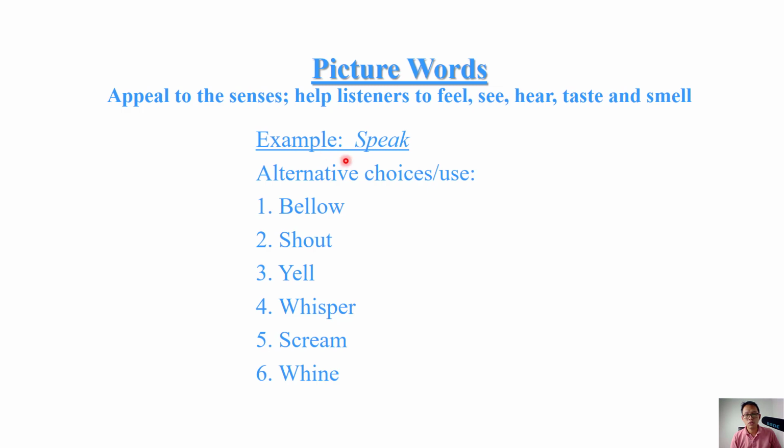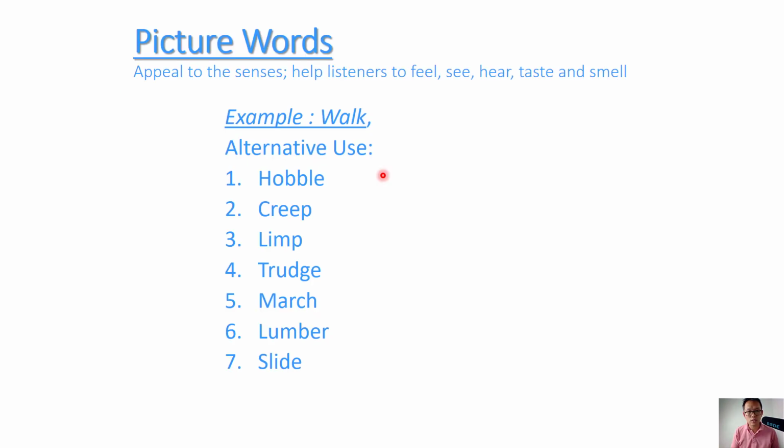Let's say the word you use, instead of I speak to her, no, I shouted at her. I yelled at her. I whisper. I scream. I whine. I bellow. You must use choices of words to replace a simple word such as speak. In precise, I speak to her loudly, and said, I yelled at her. Which one is more impactful? The second one. I speak to her softly, I whisper. You see, the effect is different by using alternative choices of words.